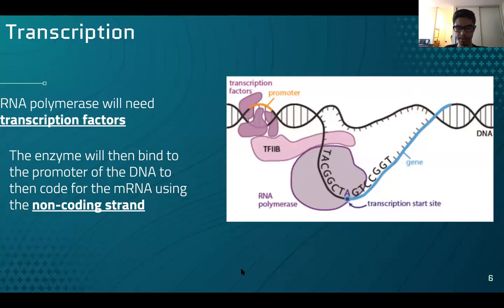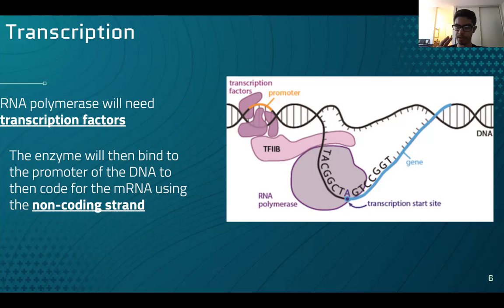Okay, so let's look at this image here. But let me first mention that RNA polymerase will need what are called transcription factors. What these transcription factors are is basically they are helper proteins. RNA polymerase needs these transcription factors in order to bind to the DNA. It cannot solely by itself just bind and create an mRNA strand. We need these proteins first in order for RNA polymerase to bind to the DNA.